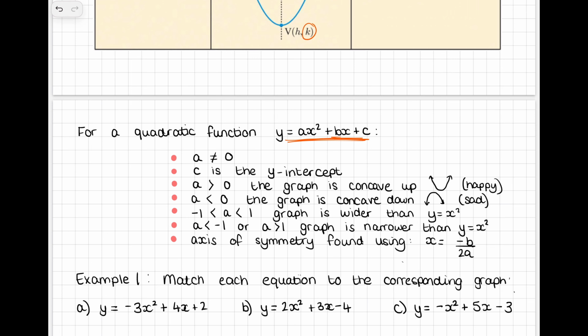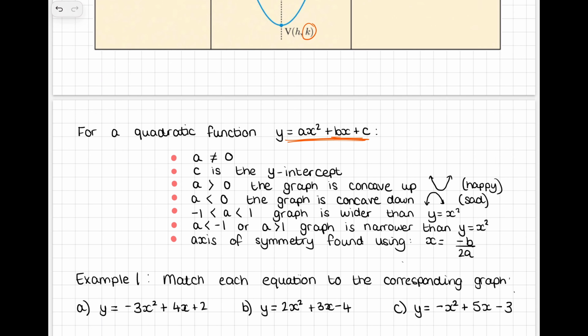Our other form is this one here, y equals ax squared plus bx plus c. Now a few things here. A cannot be 0, and this information is relevant for all the different forms. A cannot be 0, that's for all of them. If a is 0, it's no longer a quadratic, therefore a can't be 0. In this form, c is the y-intercept, only in this form though. So c is our y-intercept.